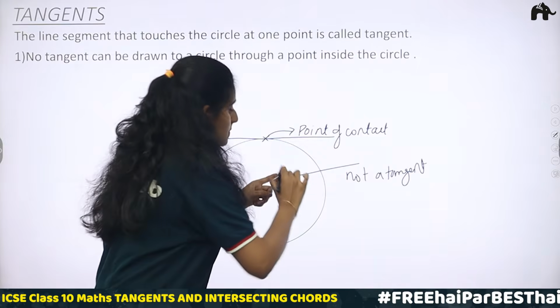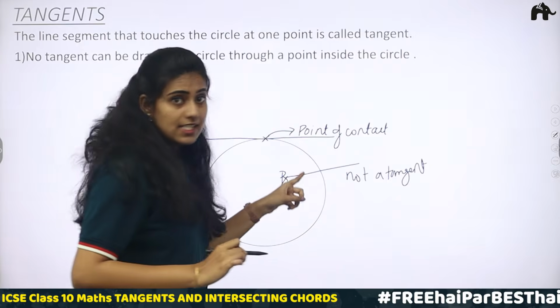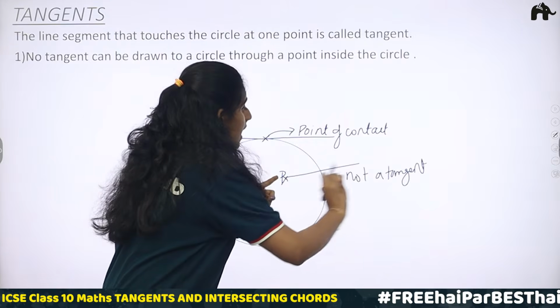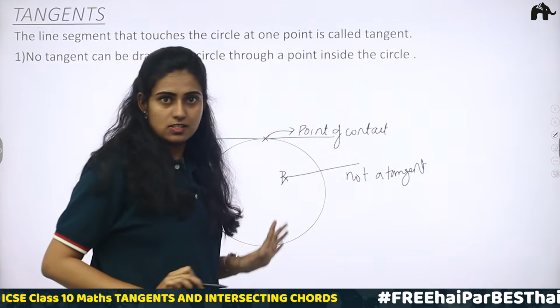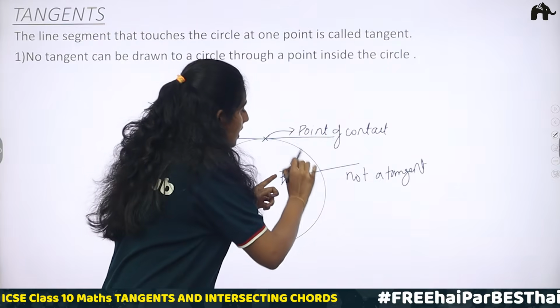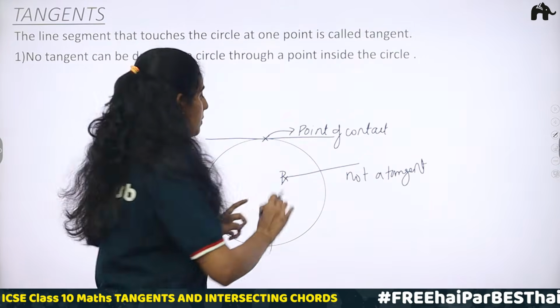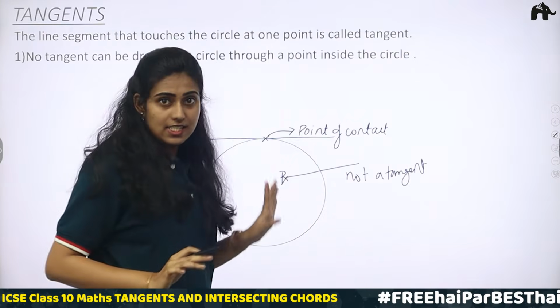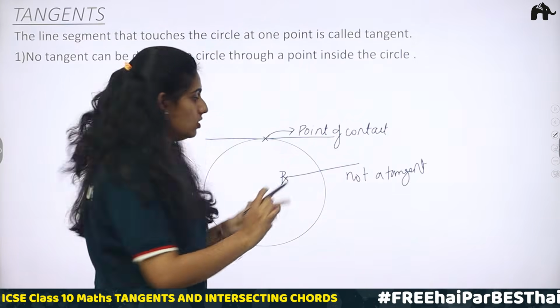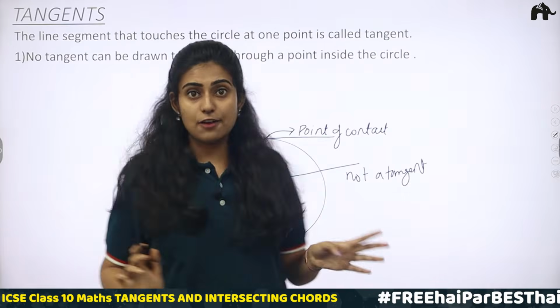Why? Because this point P, which lies inside the circle, can only cut the circle when a line is drawn. It cannot touch the circle. So, using this point, if I am able to draw a line that touches a circle, only then it is a tangent. So, this is not a tangent. This is our first point.